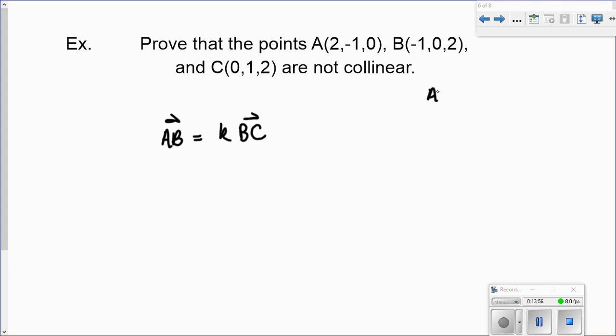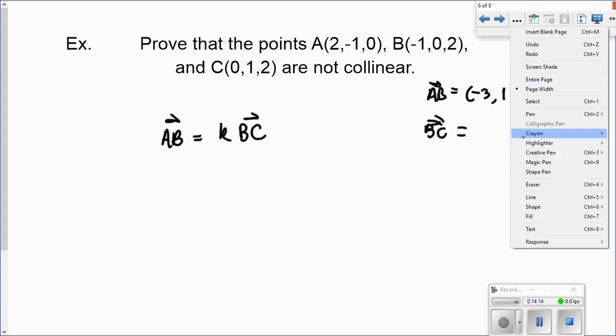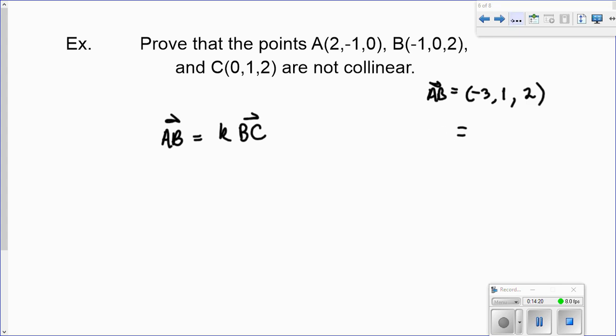So I need AB. First of all, I should have found AB. AB is negative 1 take away 2, that's negative 3. 0 take away negative 1 is 1, and 2 take away 0 is 2. And I'm also going to need BC. My BC involves starting at point B and ending up at C. So I take C, 0 take away negative 1 is 1, 1 take away 0 is 1, and 2 take away 2 is 0. The vector BC is represented by the components 1, 1, and 0.